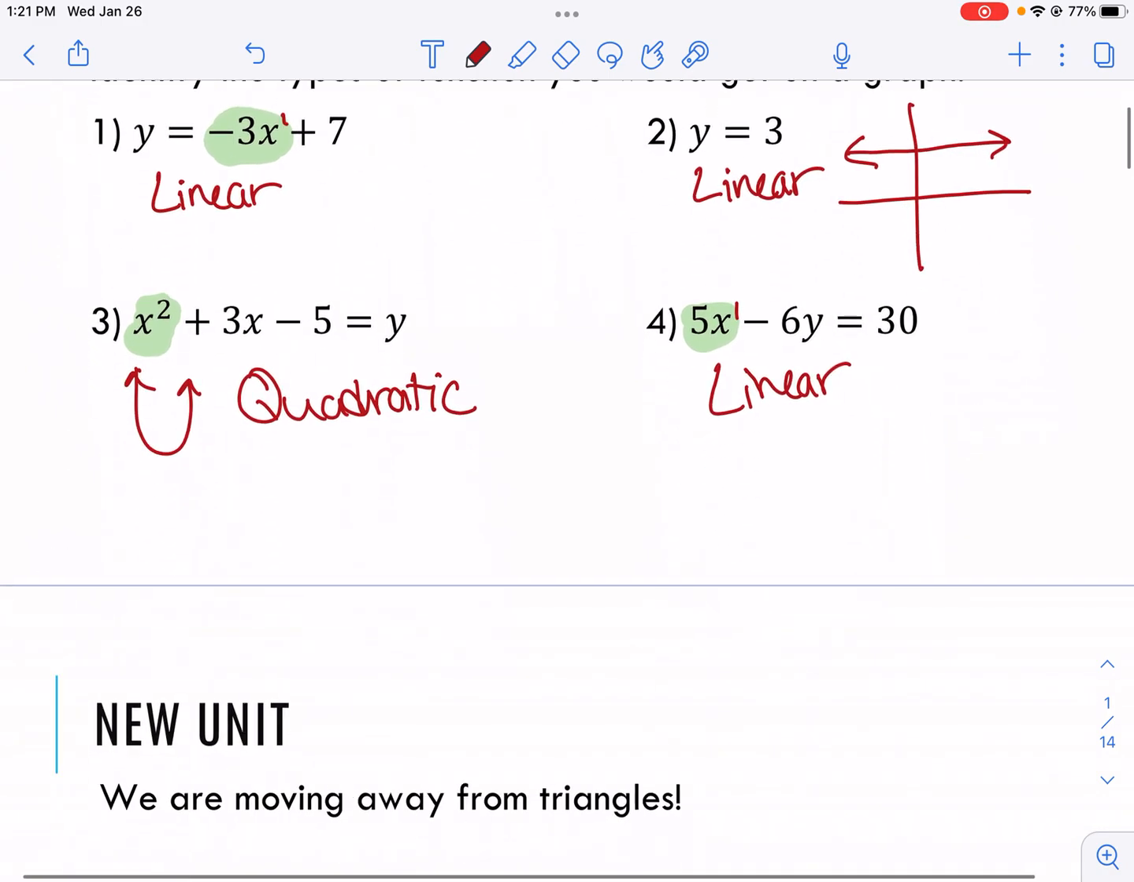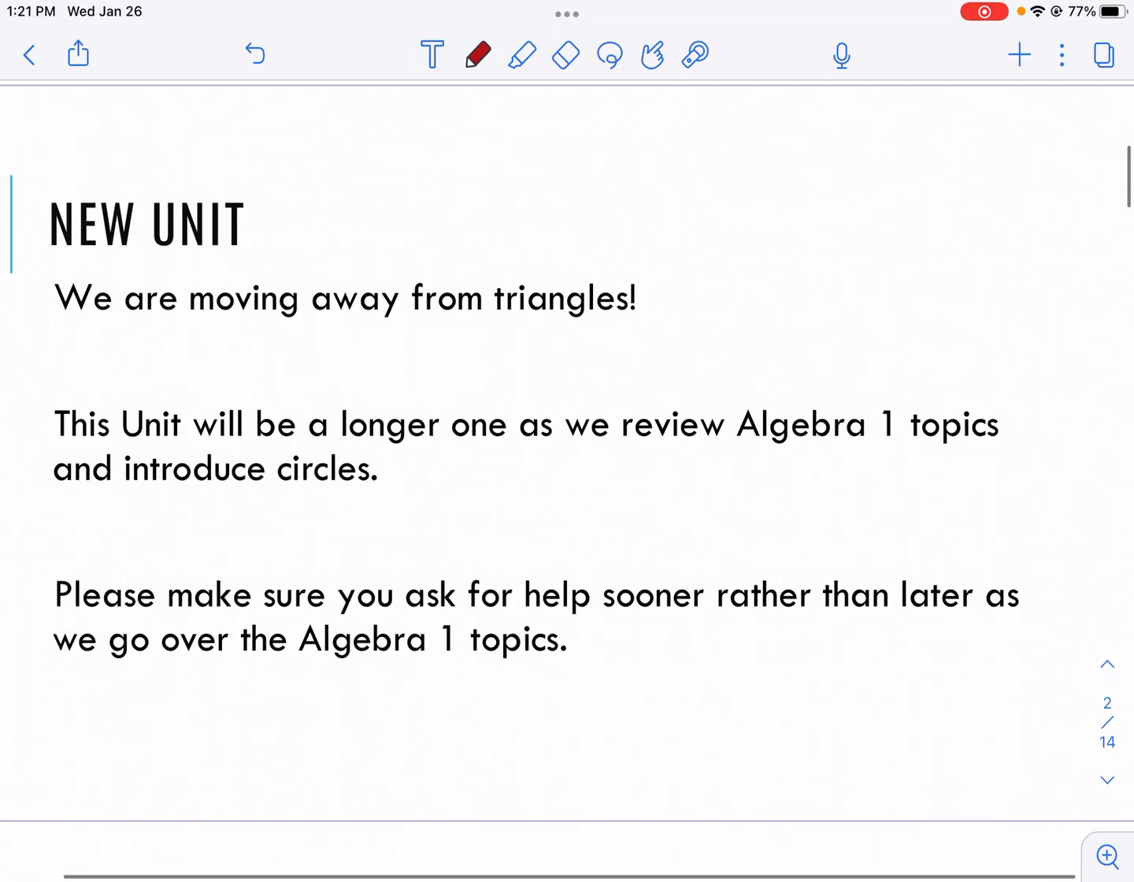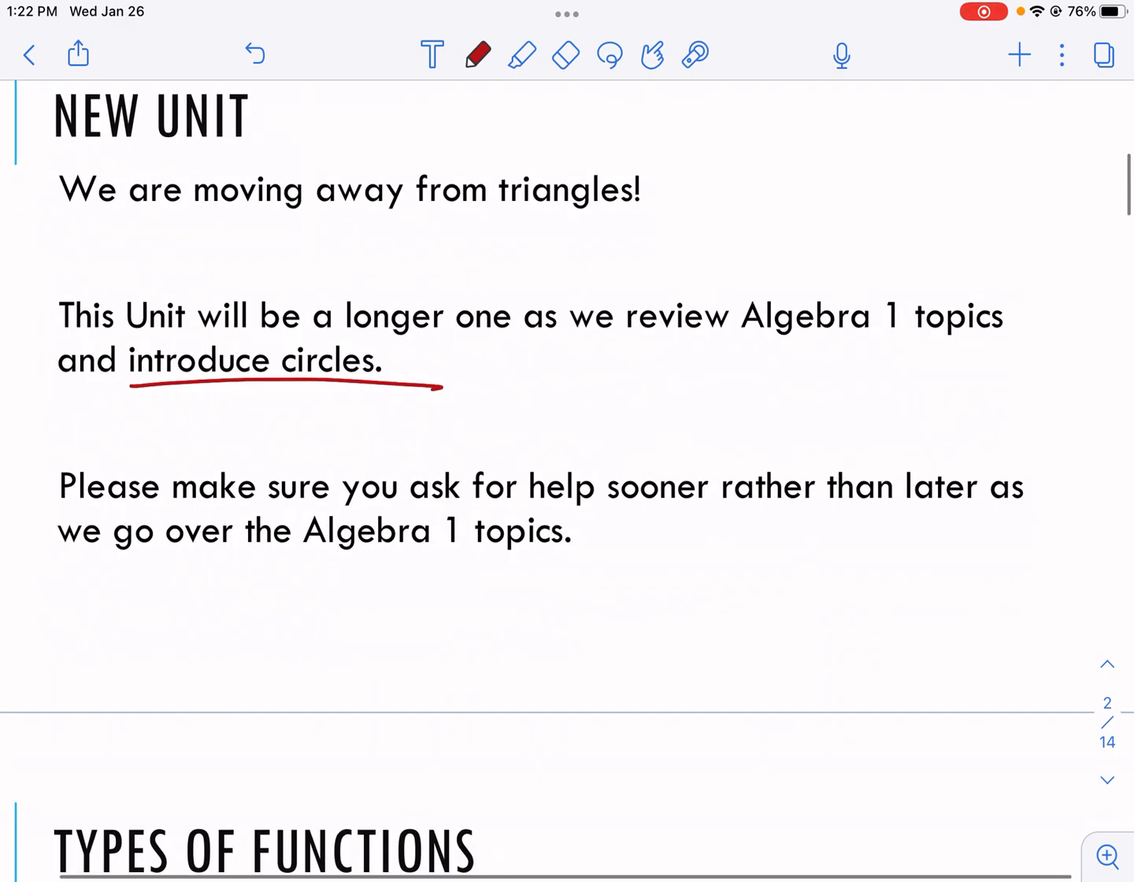So for this geometry unit, we are finally moving away from triangles, and it will be a little bit of a longer unit as we review Algebra 1 topics and introduce circles as well, okay? Make sure that you ask for help sooner rather than later as we go over these Algebra 1 topics. So today we're going to be focusing on linear versus quadratic equations.